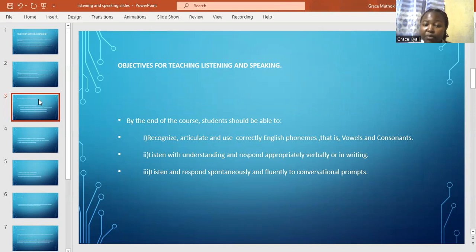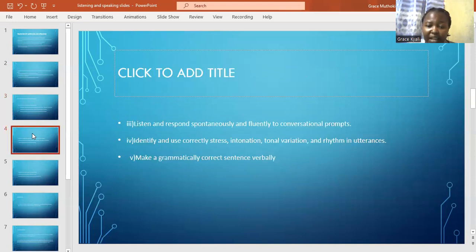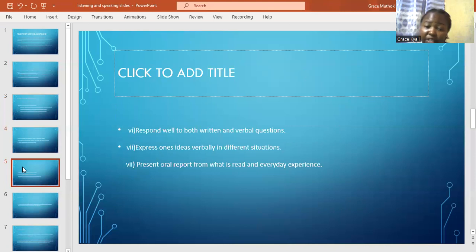Again, they should listen with understanding and respond appropriately, verbally or in writing. Objective number 3: listen and respond spontaneously and fluently to conversational prompts. They should also identify and use correct stress, intonation, tonal variation, and rhythm in utterances. And lastly, they should make grammatically correct sentences verbally. Again, they should respond well to both written and verbal questions.